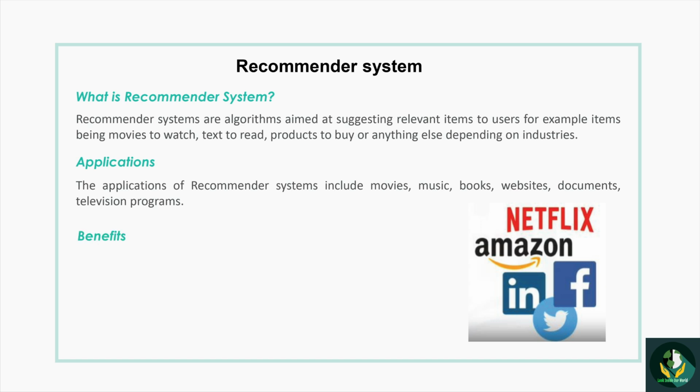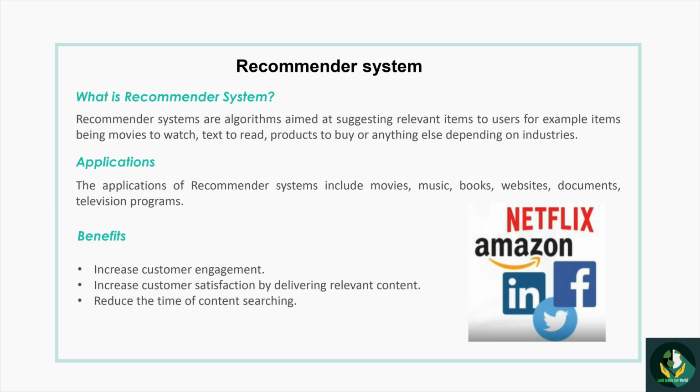Now, what are the benefits of recommender systems? Recommender systems increase customer engagement. They increase customer satisfaction by delivering relevant content. For example, Amazon can show all the relevant products to their customers, and in a similar fashion, Netflix can recommend movies depending on your interests. Recommender systems reduce the time of content searching. In fact, you'll just have to select your favorite movies from the recommended movies.